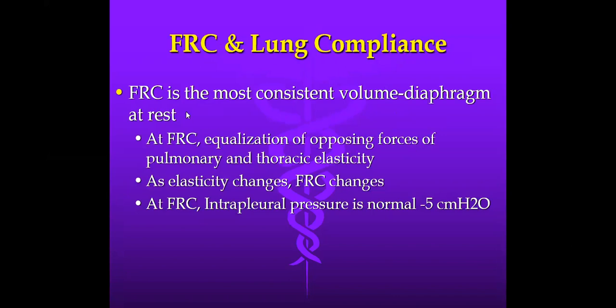All right, FRC and compliance. FRC is the most consistent volume, diaphragm at rest. At FRC, there is equalization of opposing forces in pulmonary and thoracic elasticity. Remember, we said the reason why you breathe is because of change in what? The reason why gas can go in and out of the lungs is because of changes in what? I'm asking the reason, we're talking about physics, right? The reason why air can even go into your body or go out of your body is because of change in what? What's the number one thing? What has to change in order for it to move?